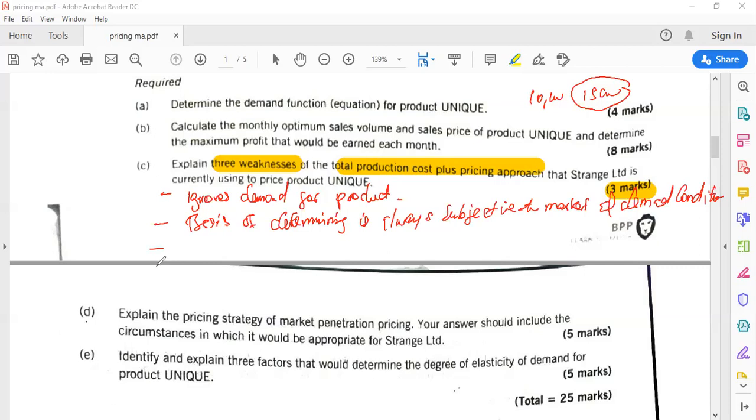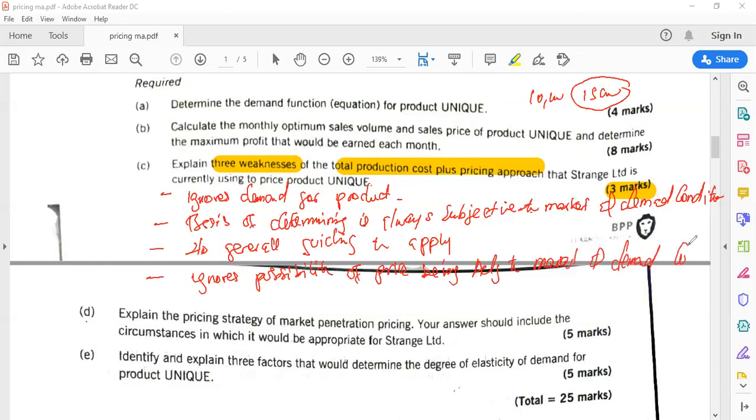Another problem that this one has is that it's always subjective, and there are no generally accepted guiding principles to apply. Have you seen? You could have also talked about something like this: it ignores the possibility of the price being adjusted to market and demand conditions. You see?